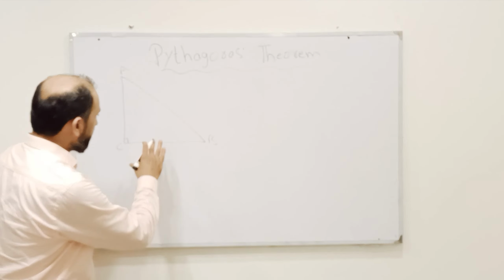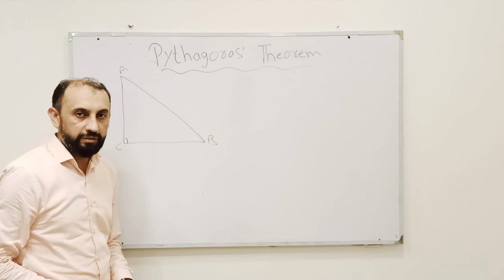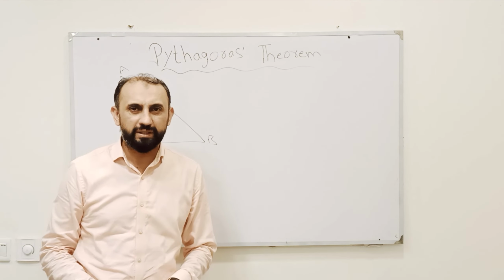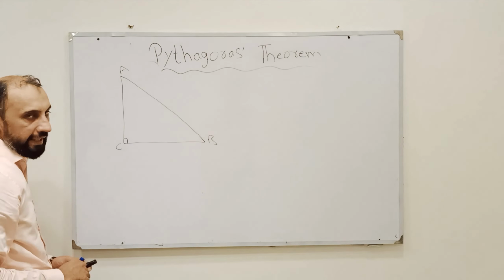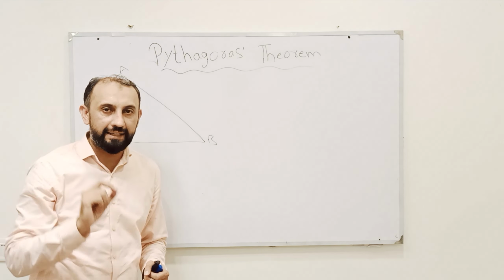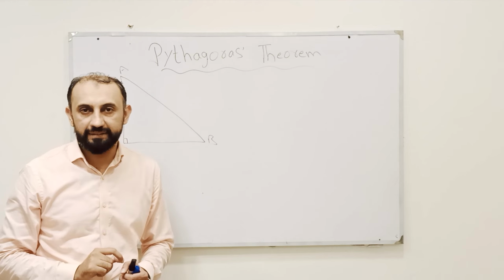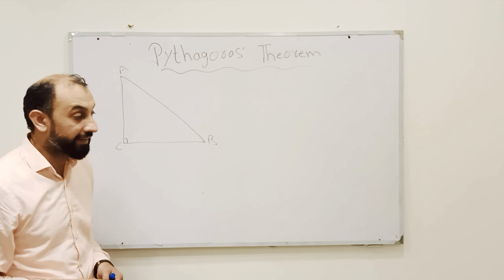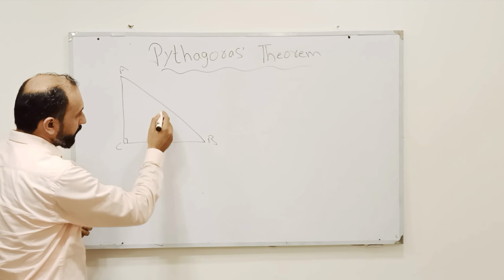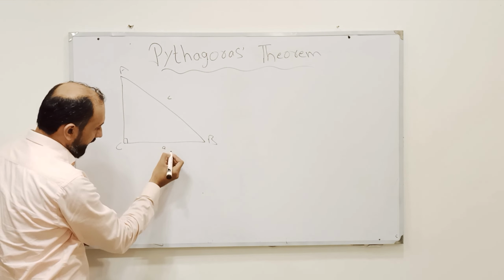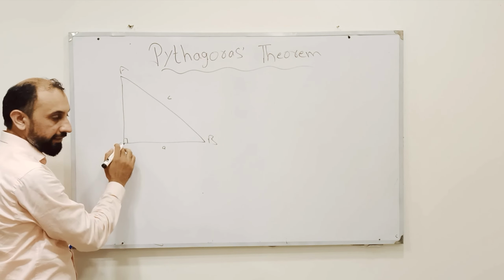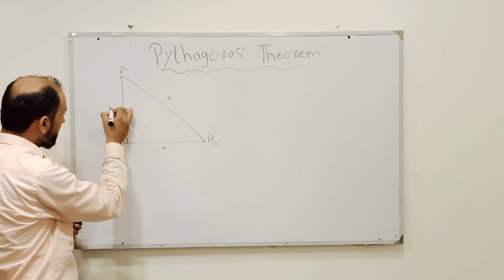Okay, now making the sides. The students are a little bit confused about the angles and the sides. Look at this, this is the angle. The capital letters are the angles and the small letters are the sides. We make the sides as well. So AB you should mark as side c, and BC you should mark as side a, and AC you should mark as side b.